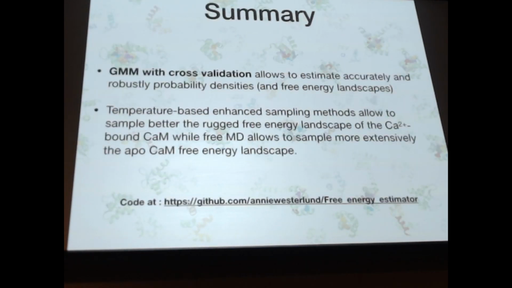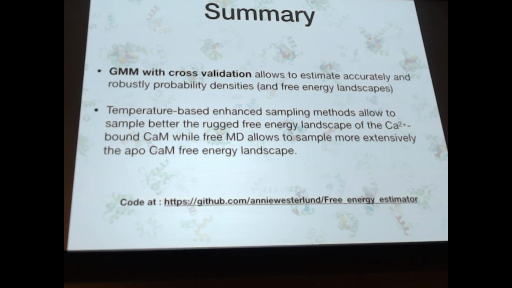So to conclude, the summary is that with a Gaussian mixture model with cross-validation, we can estimate quite accurately and robustly probability densities and free energy landscapes. And this is applicable to any problem that you may have if you have an ensemble of molecular dynamics simulation trajectories. The code is available if you would like to use it.